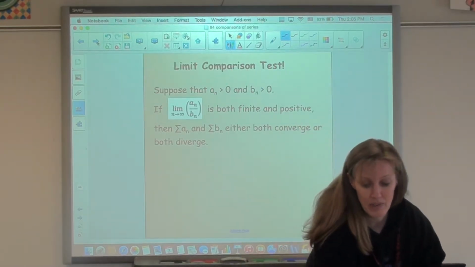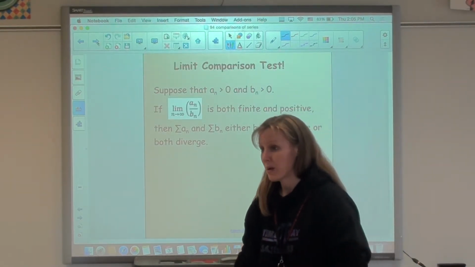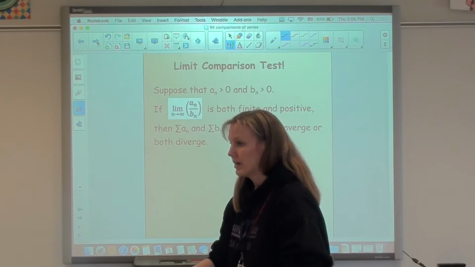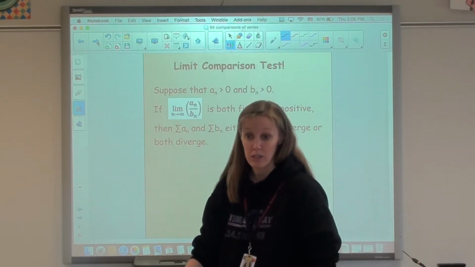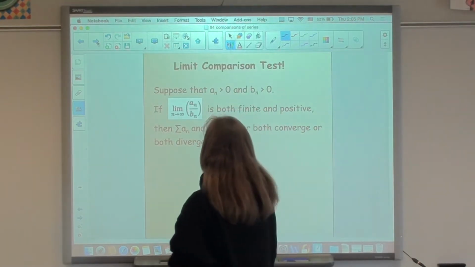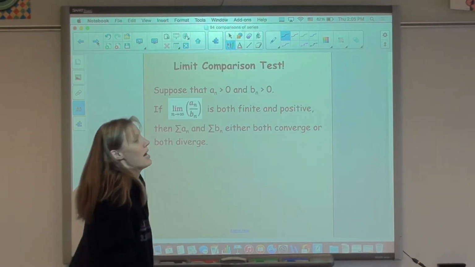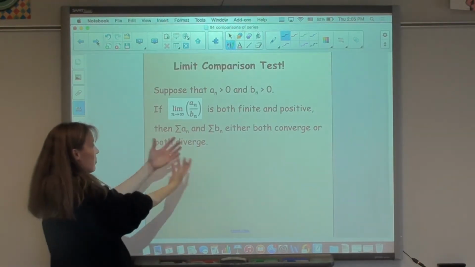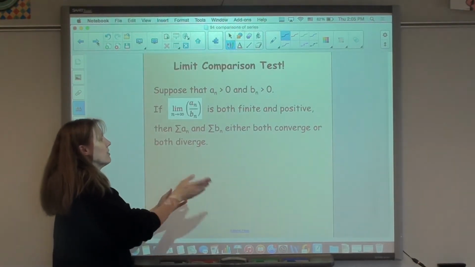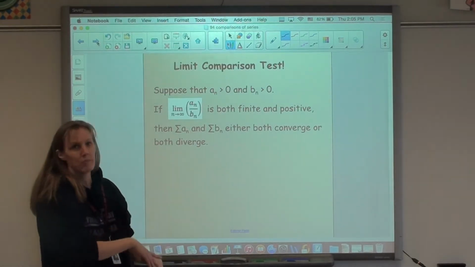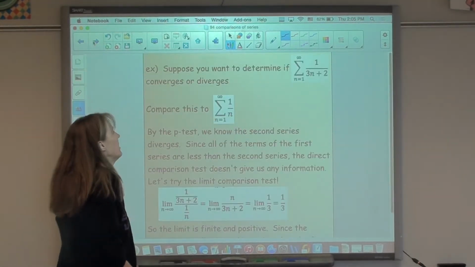Because either way, if the limit exists, then the limit exists, right? Whether it's 1/3 or 3 over 1, it doesn't matter what the number is as long as it's a number, right? So it doesn't matter which one goes on top. Just know that whichever way you do it, as long as you get a number, then they either both converge or they both diverge. All right, so here we go.